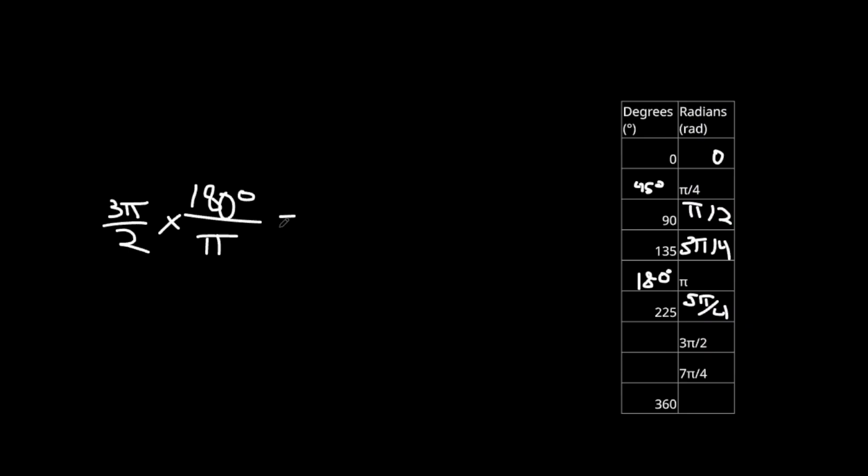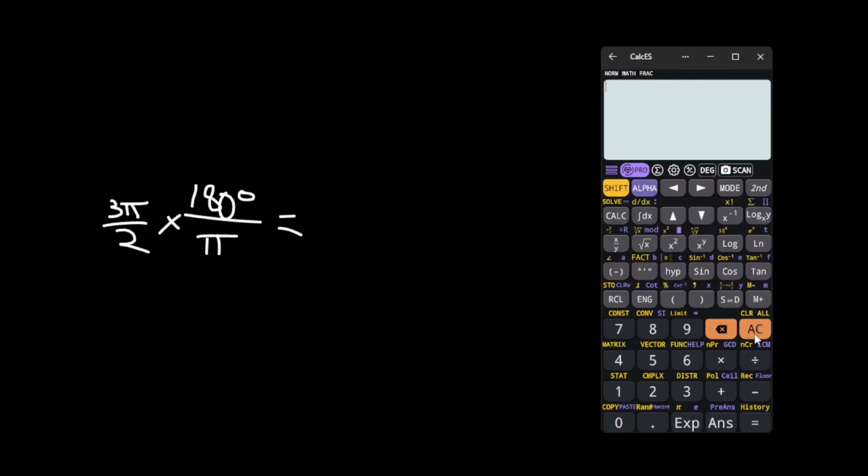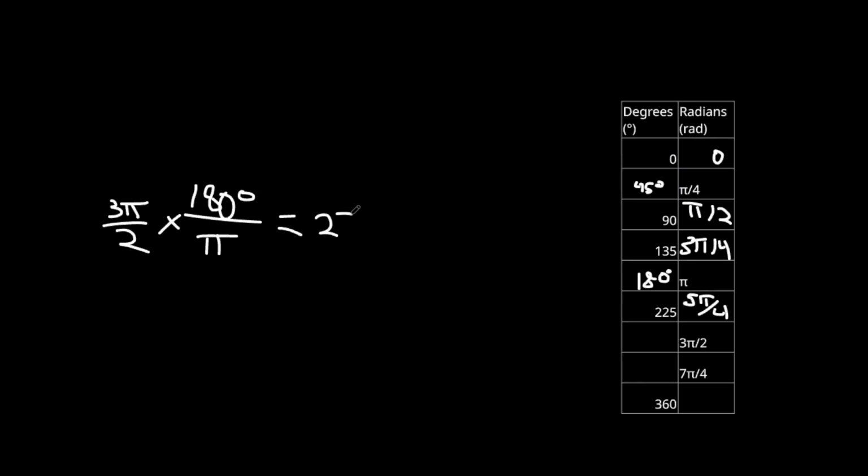Okay, let's do it in a calculator, and we're going to get 3 shift pi divided by 2. And oops, I forgot the brackets. So let's do the brackets really quickly. And then let's do brackets here, and 180 divided by pi. And we get 270 degrees, sorry. 270 degrees.